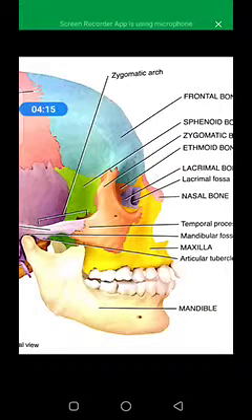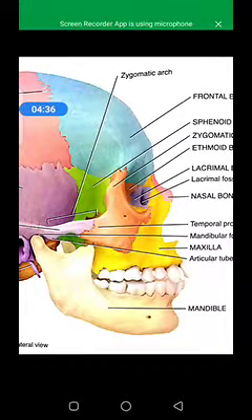Now there is the mandibular fossa; you can see it down here. Then there is the maxilla and the articular tubercle on your zygomatic arch. Then there is the mandible down. The upper jaw is formed by the maxilla and the lower jaw is formed by the mandible.